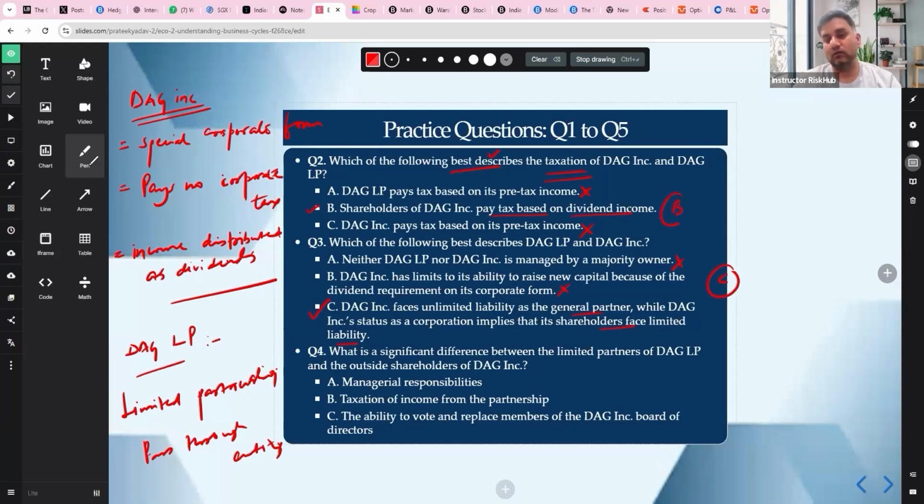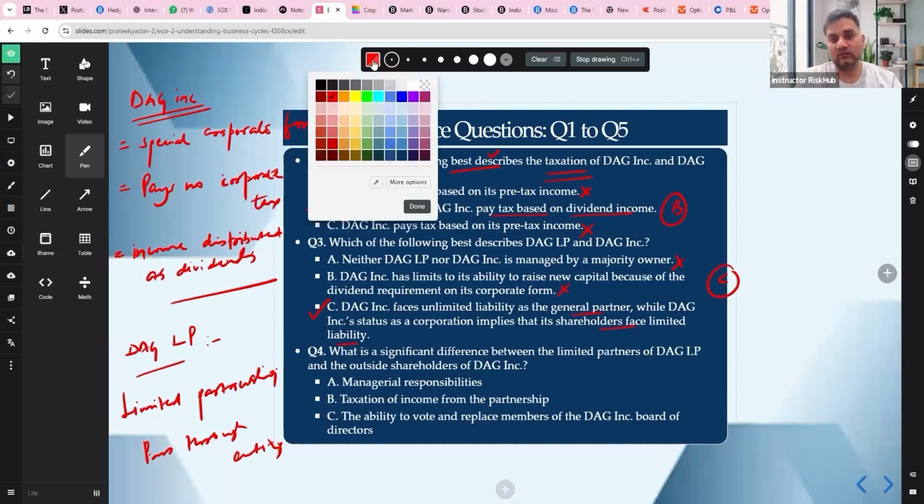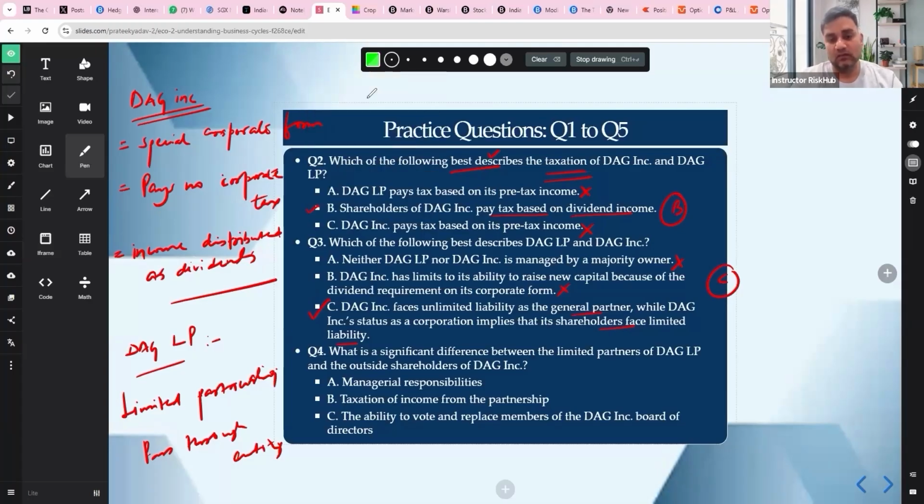Okay. Be careful. Easy questions, but tricky, right? Next one is your question number 4. Here, what is the significant difference between the limited partners of DAG LP and the outside shareholders of DAG Inc.? The limited partners of DAG LP have no voting rights in DAG Inc. and cannot replace the board, right? Outside shareholders of DAG Inc. have voting rights and can influence the board's decisions. So, the ability to vote and replace members of DAG Inc.